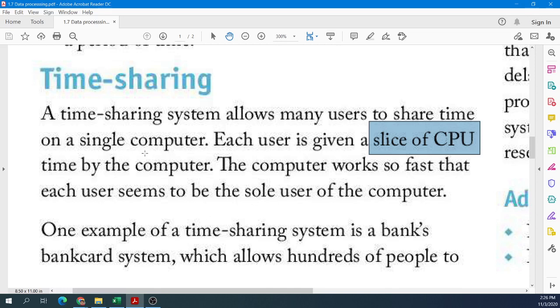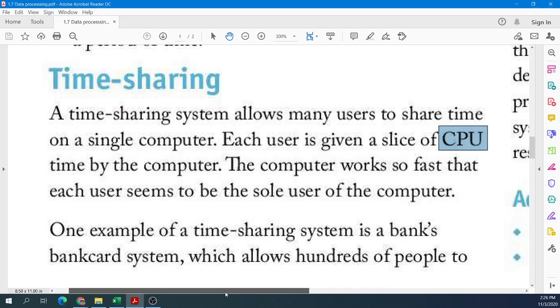And that is how time sharing is being done. So the computer works so fast that each user seems to be the sole user of the computer. Now that means you need basically a more extra fast CPU so that it can keep up with the number of persons that are using the computer. But basically the CPU is so fast that it would seem as though each person has their own CPU when using the computer, when in fact it is just maybe one CPU and it is divided among multiple persons using that CPU.